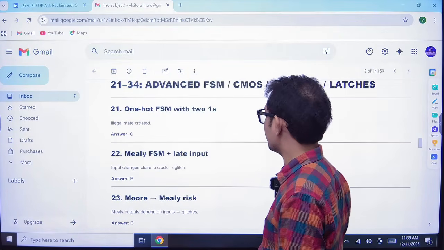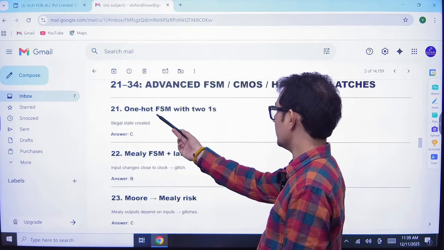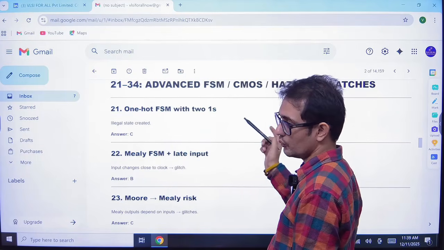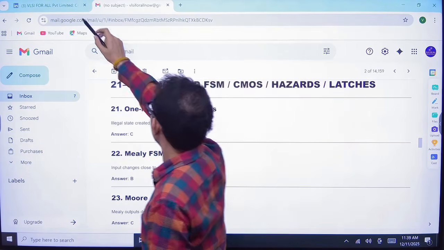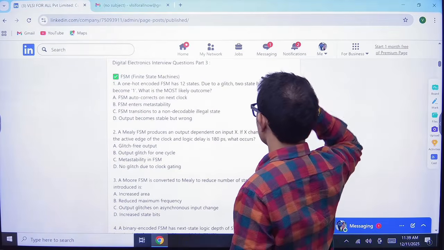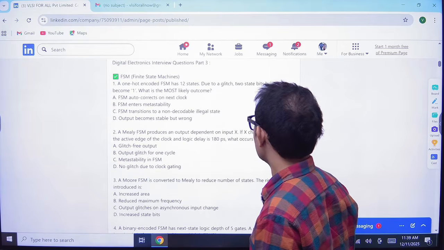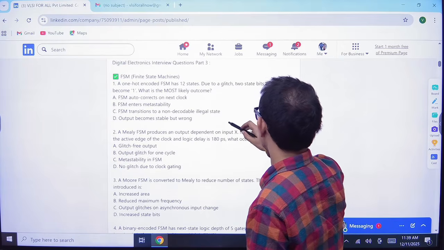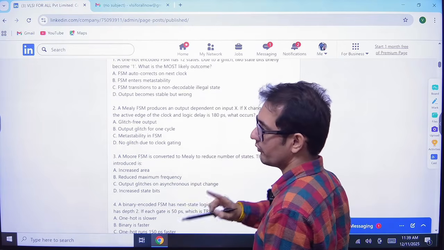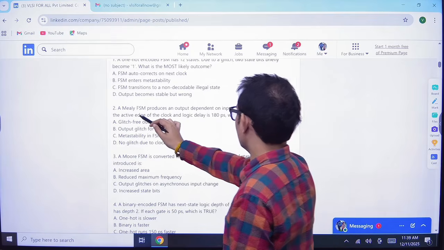Answer is D. One-hot FSM with 2 ones is an illegal state. Fine, because here we have mentioned, right? Okay. At a time, only one state bit has to be 1, right?